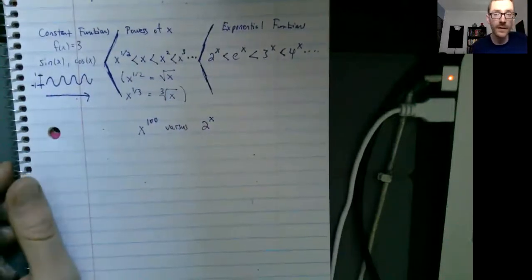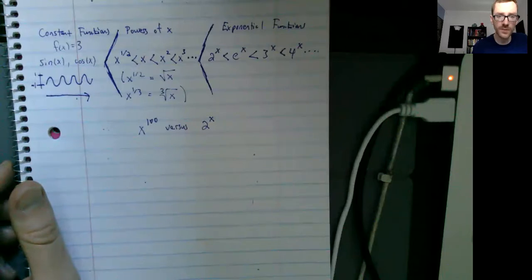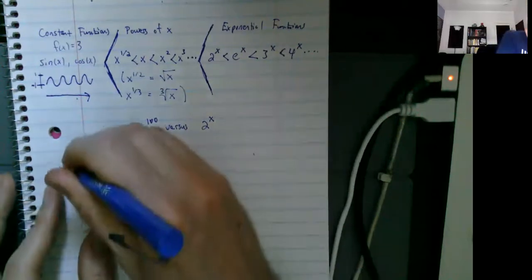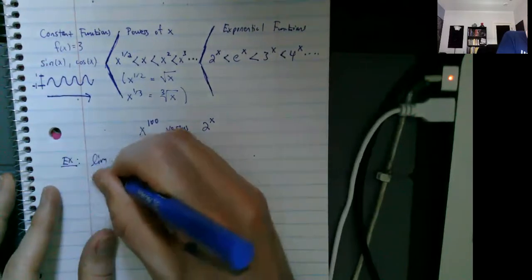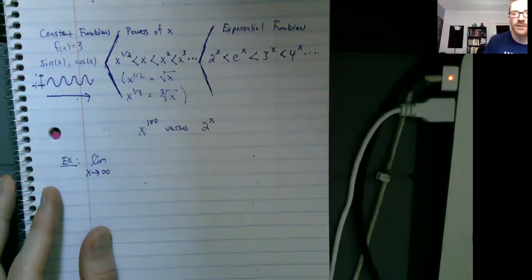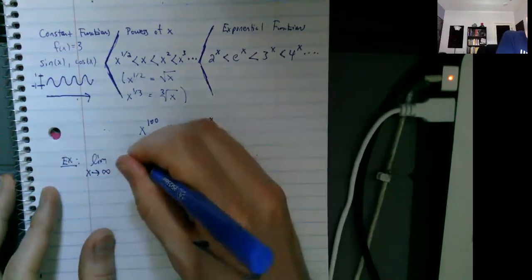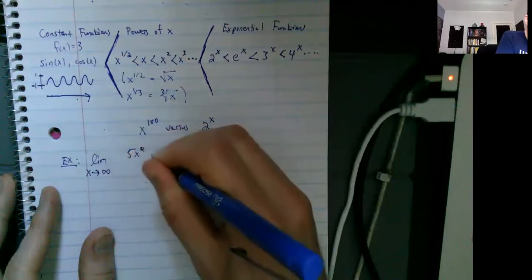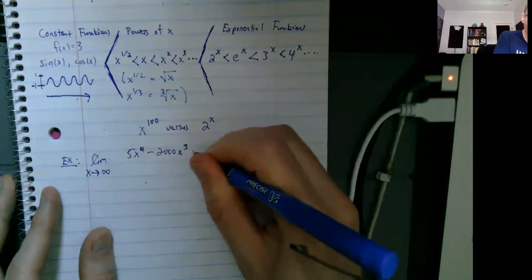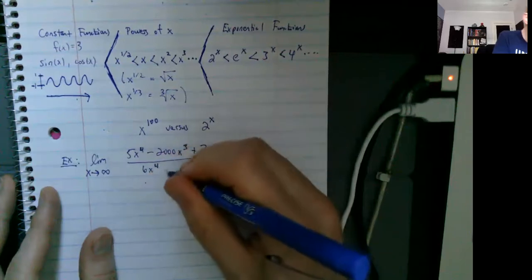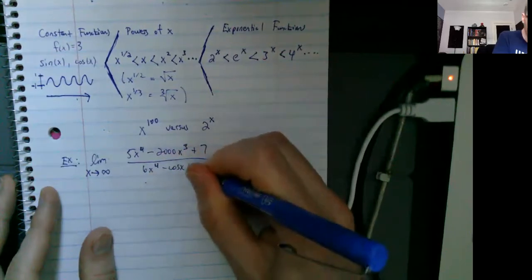So let's take a function that looks really complicated and try to evaluate the infinite limit. Let's take the limit as x goes to infinity of the function 5x to the 4th minus 2,000x to the 3rd plus 7 over 6x to the 4th minus cosine of x plus 1.